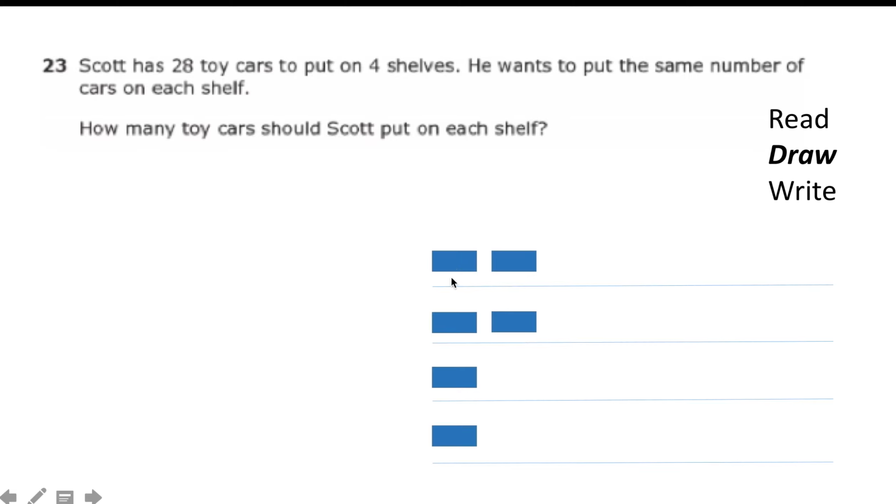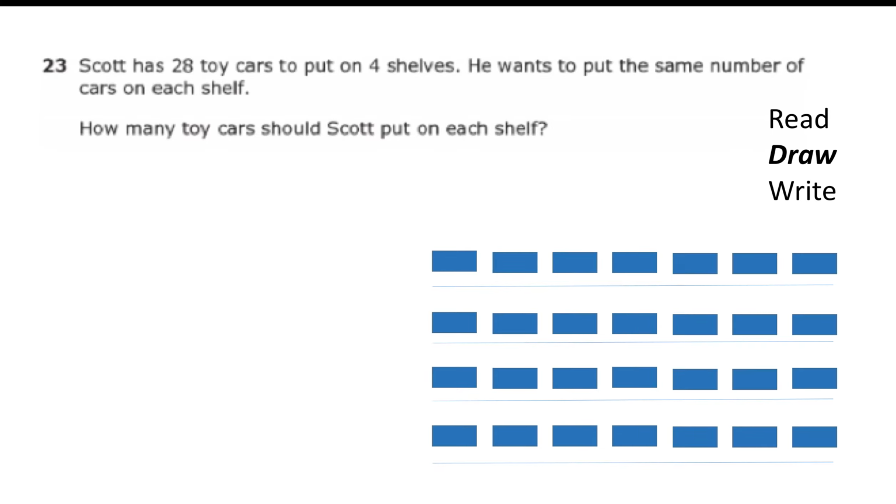So you're going to count 1, 2, 3, 4, 5, 6, 7, 8, 9, 10, 11, 12, and you're going to keep adding until you get to 28. So pause the video right now and do that on your own. Okay, so now that you've put 28 toy cars onto your shelves, like I did here, you should know how many are on each shelf.